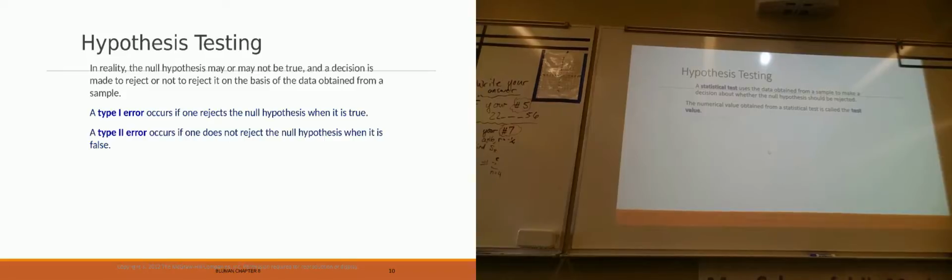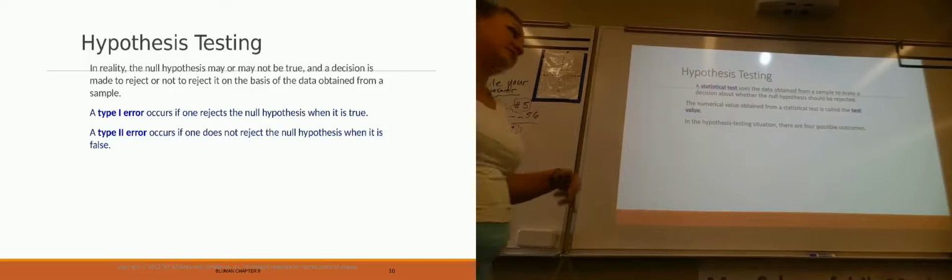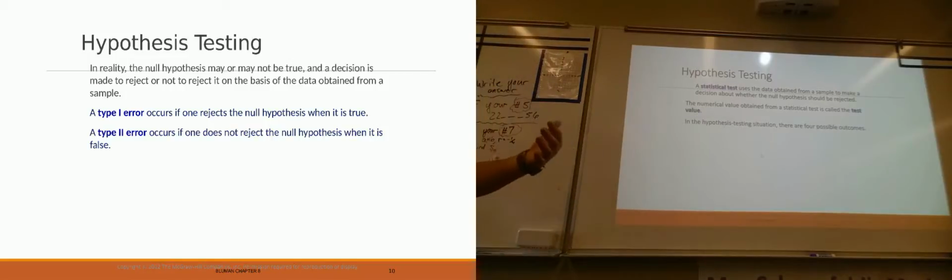The numerical value obtained from a statistical test is called the test value. In the hypothesis testing situation, there are 4 possible outcomes.